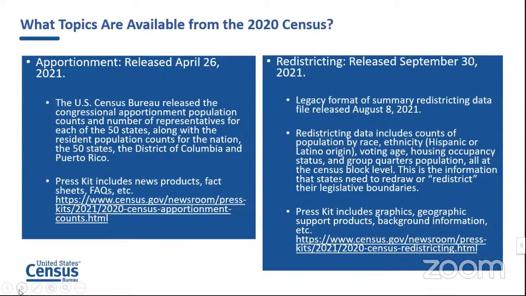Redistricting, on the other hand, has a lot more data. It will give you the population by race, ethnicity, and voting age. You've got your housing tenure or status, whether it's occupied or vacant. And then you also have group quarters population. And you can get this down to the block level. This is the data that people need in order to accurately perform their redistricting duties.